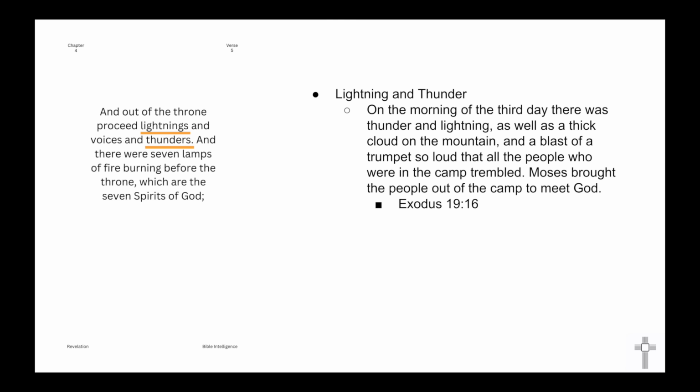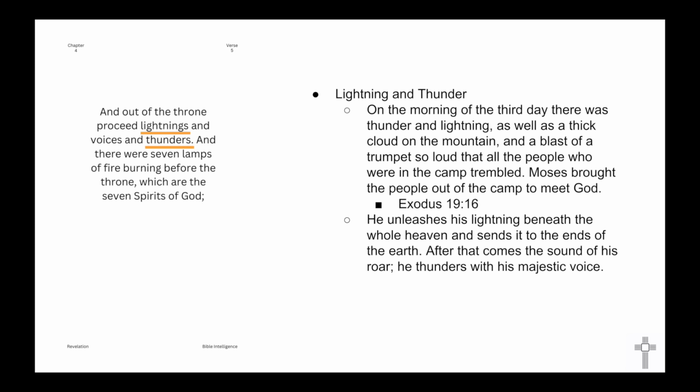It's Exodus 19:16, this idea of there being thunder and lightning around God. And of course, in this famous verse, "He unleashes his lightning beneath the whole heaven and sends it to the ends of the earth. After that comes the sound of his roar. He thunders with his majestic voice." And this is Job 37. So again, lightning, thunder, it seems this is the presence of God.